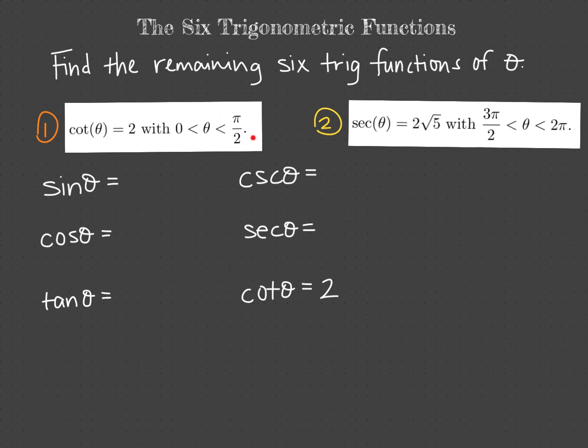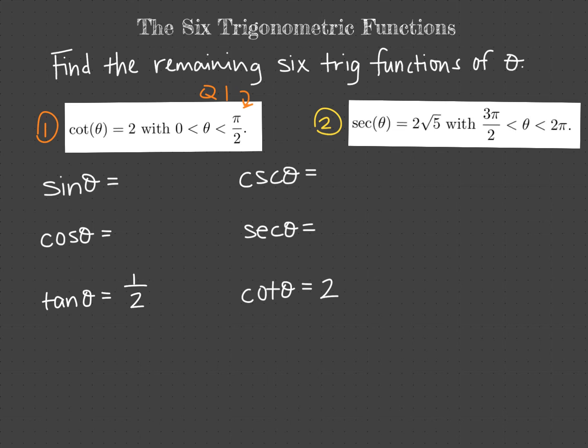Then this information here, the fact that theta is between 0 and pi over 2, means that we're in quadrant 1. In quadrant 1, everything is positive. In the other video, we learned about All Students Take Calculus. Quadrant 1 is where all, meaning all 3 of these original trig functions, are positive. That means their reciprocals are positive as well. So the first one that we know is the reciprocal of cotangent, which is tangent. The reciprocal of 2 is 1 over 2, or 1/2.